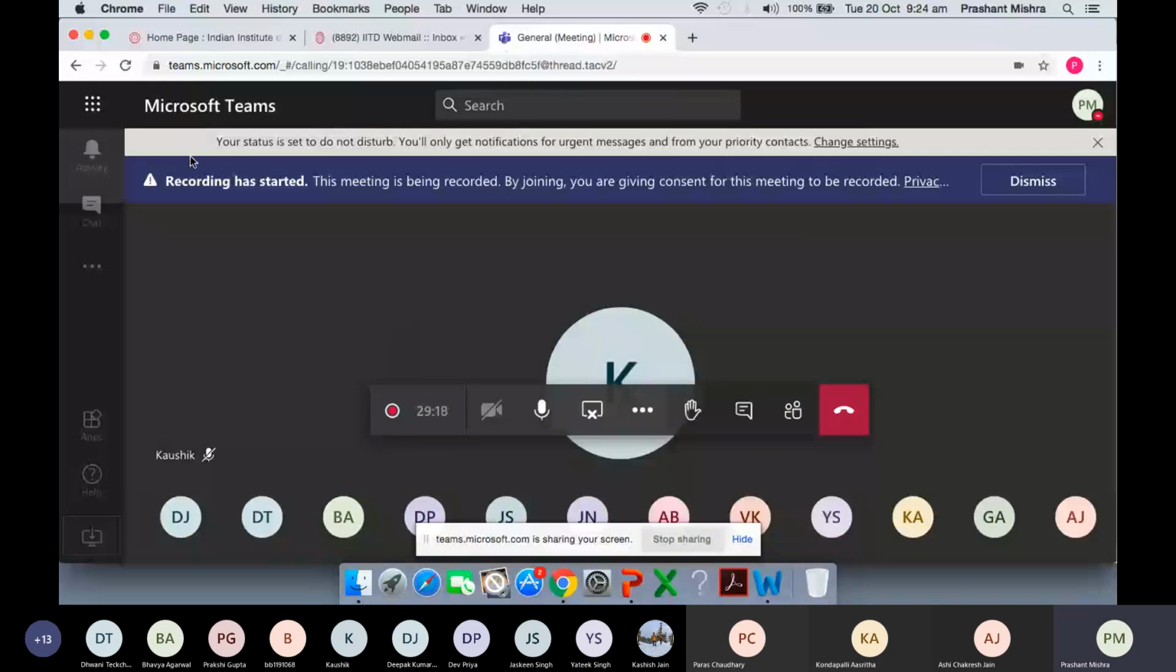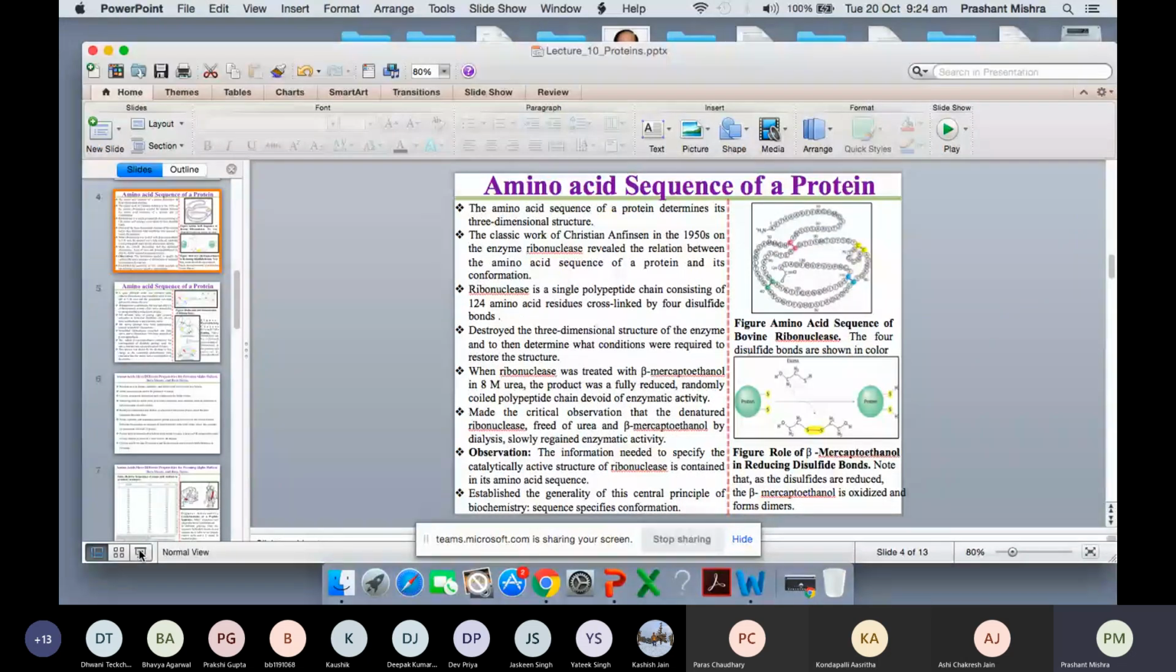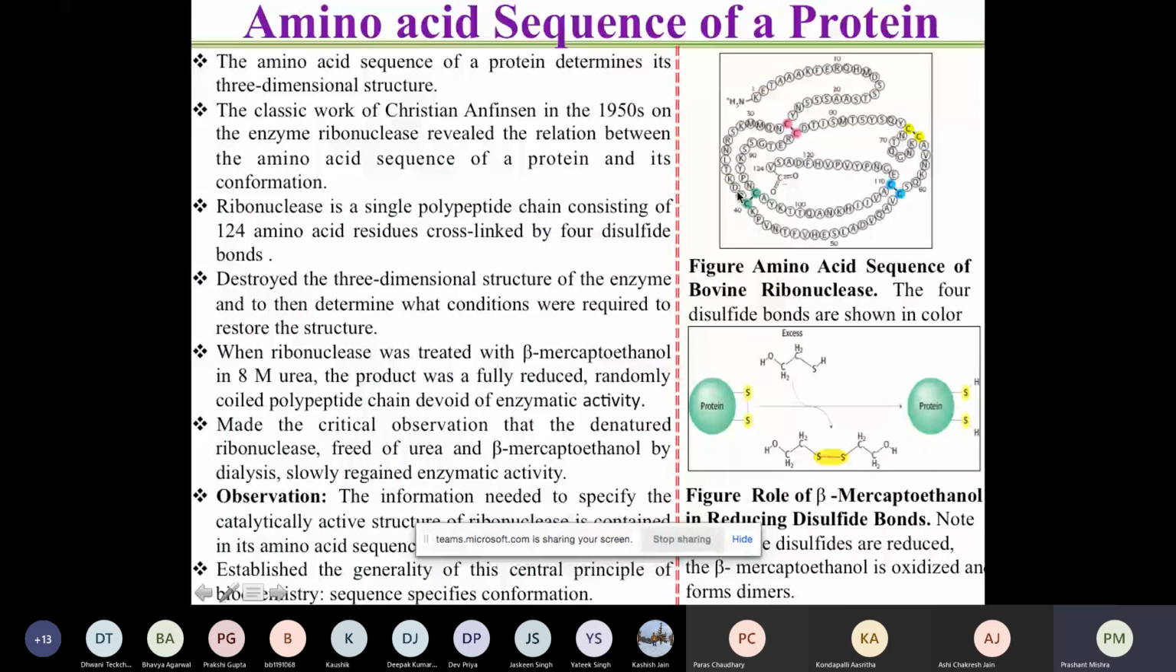Let me tell you that the primary thing which is important for giving you a quaternary structure is that they should have more than one peptide chain. So if I have a single peptide chain consisting of 124 amino acid residues, of course cross-linked by 4 disulfide bonds, that means it will not go to the quaternary structure. The highest level of structure will be tertiary structure.